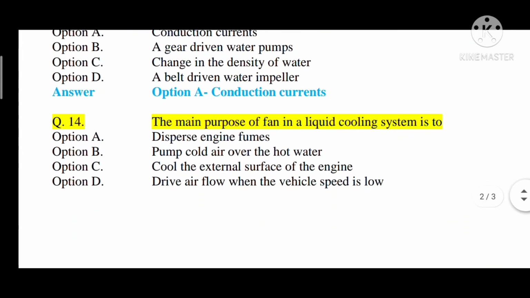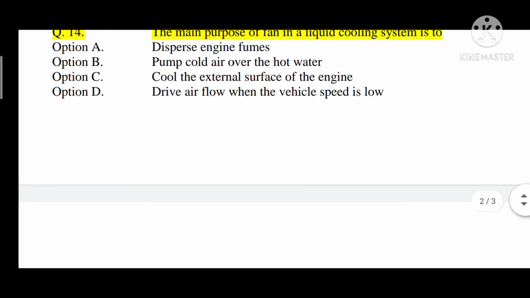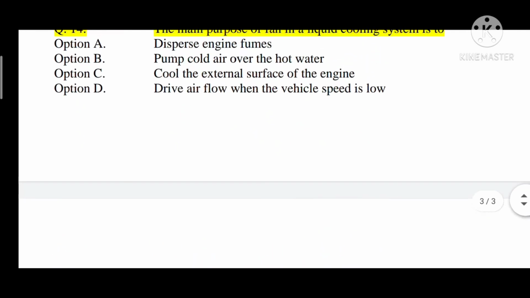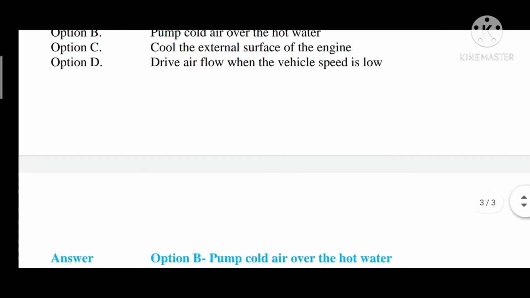Question number 14. The main purpose of a fan in a liquid cooling system is to: option A, disperse engine fumes. Option B, pump cold air over the hot water. Option C, cool the external surface of the engine. Option D, drive airflow when the vehicle speed is low. So correct answer is option B, that is pump cold air over the hot water.